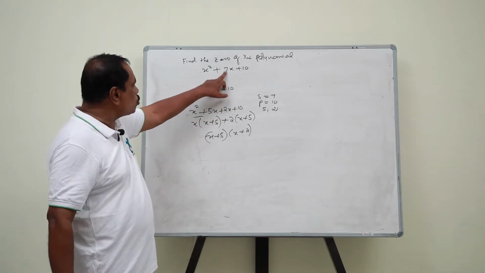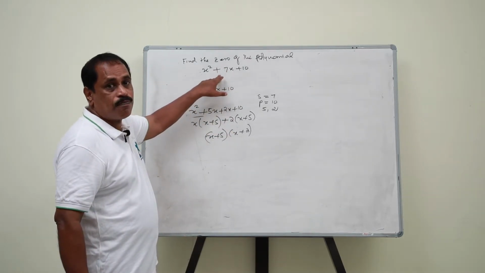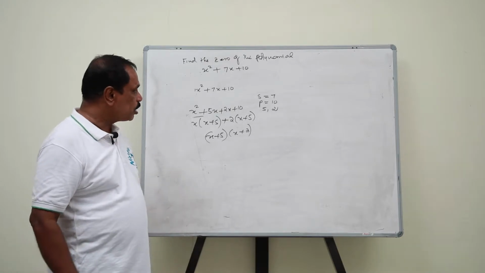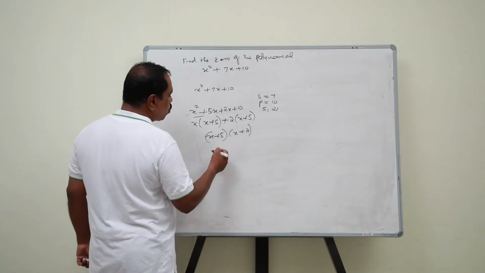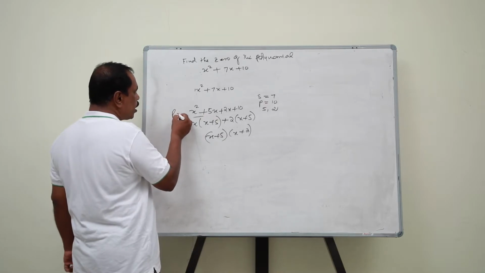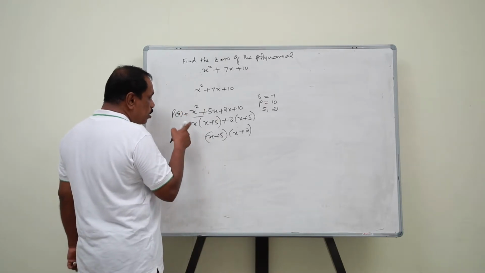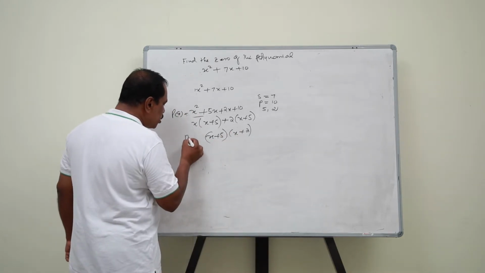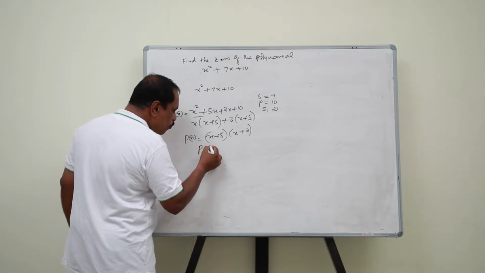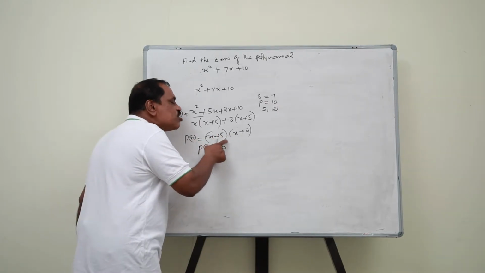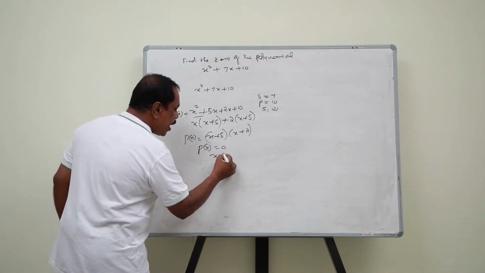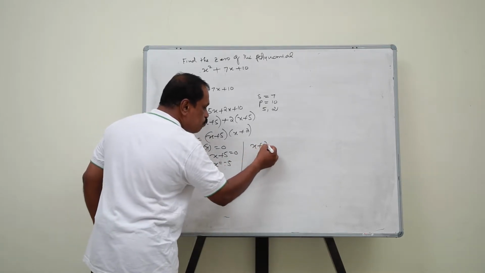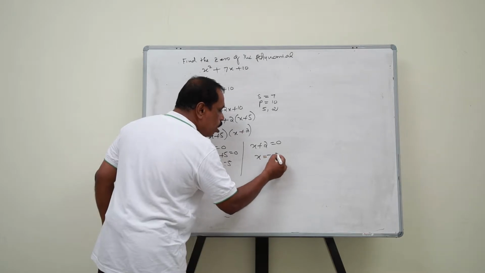(x plus 5) into (x plus 2) are the factors. So if you are getting such a question, what to do? Quadratic polynomial, you should do factorization by splitting the middle term. Now, how can we find the zeros? This is P of x, equal to (x plus 5) into (x plus 2). Then P of x equal to 0. We are assuming 0, which means each one of them is equal to 0. That is x plus 5 equal to 0, x equal to minus 5. Then next, x plus 2 equal to 0, x equal to minus 2.